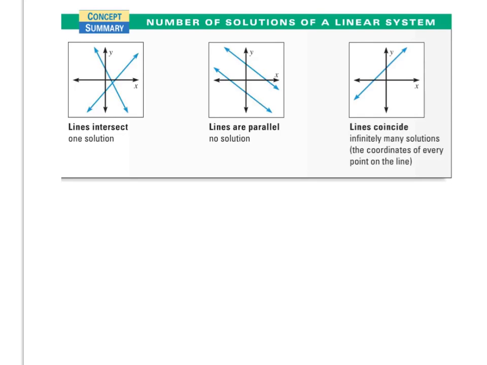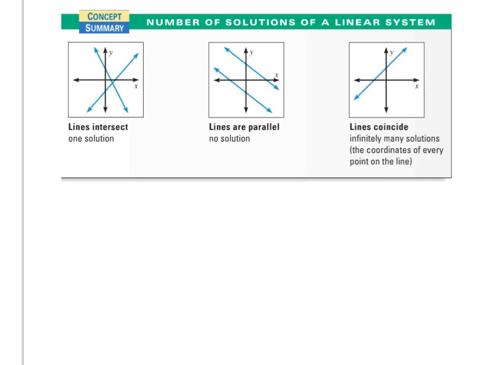Okay, one way to tell what kind of solutions linear systems have is by looking at graphs. If the lines intersect, remember, then the solution to the system is where the lines cross each other at the point. So when lines intersect, because they cross at one point, then they have one solution. If lines are parallel, then they never intersect. So that means they have no solution. And if lines coincide, then they have infinitely many solutions. That means that the coordinates of every point on the line will be a solution to the system.